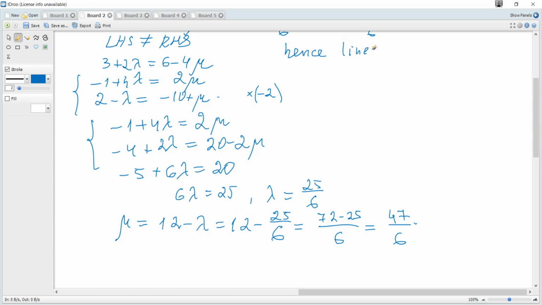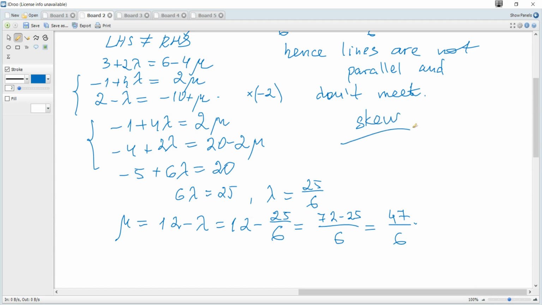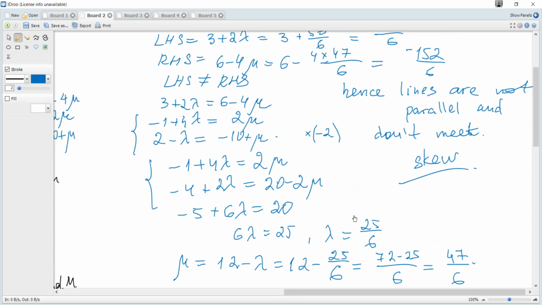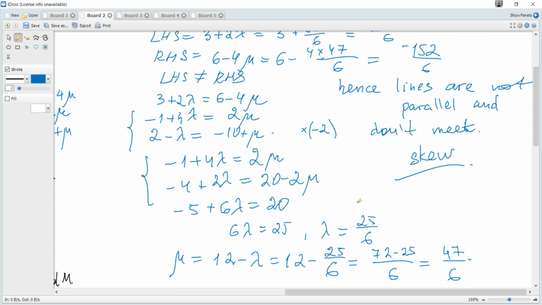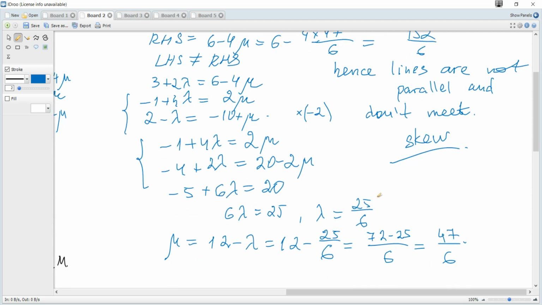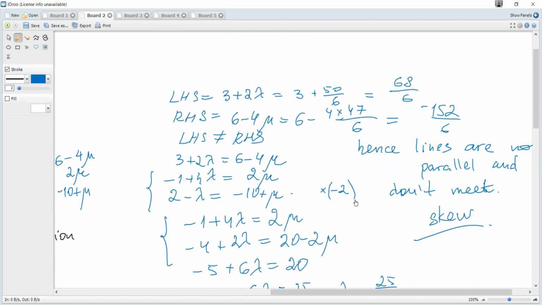hence lines are not parallel, and definitely they don't meet or intersect, and they are called skew lines. And if we know that they are skew, and if I make a mistake, I will not see it.